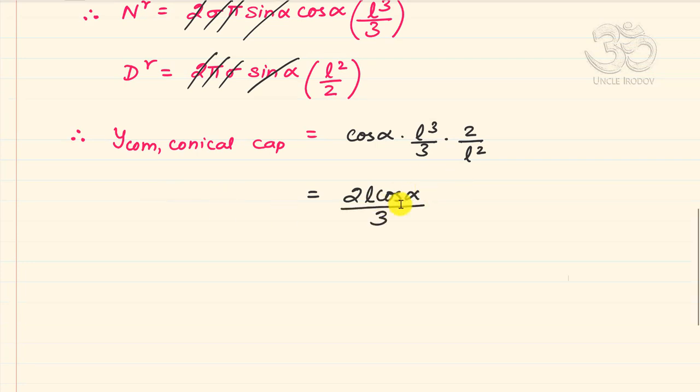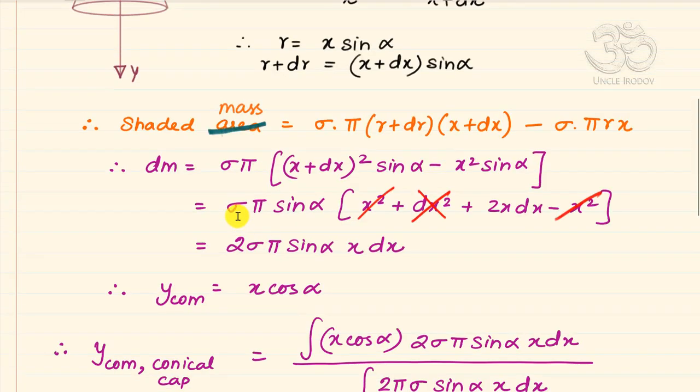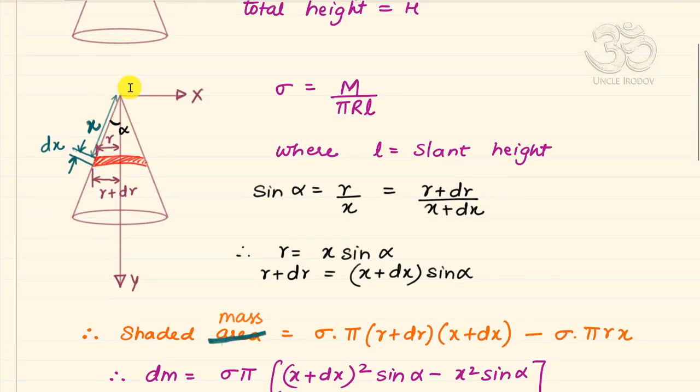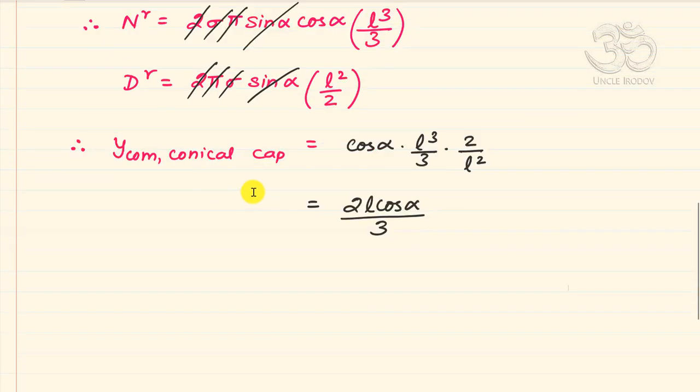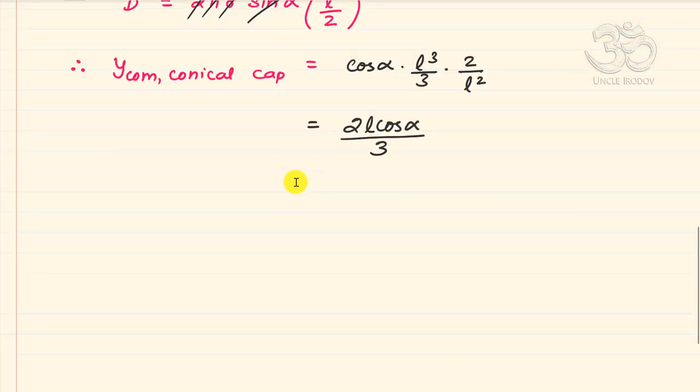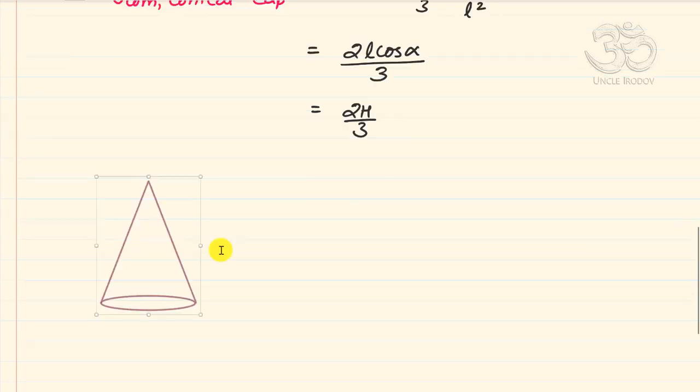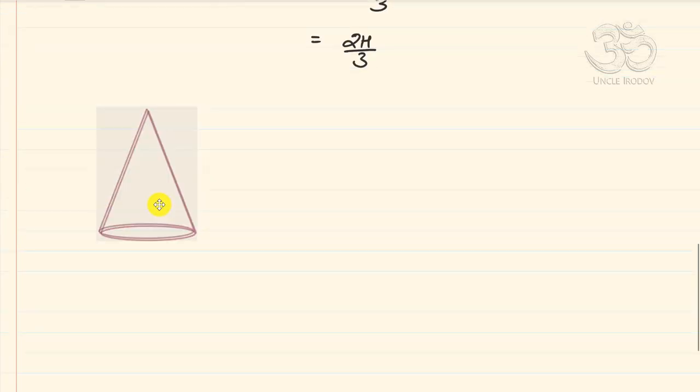And I know what this L cos alpha is, because if L is the total slant height, L cos alpha is going to give you the total vertical height of the cone. So this is 2h by 3. So there is no need to know the value of this L explicitly. You can still express the final answer in terms of the given variables. And the final result which we have is this.